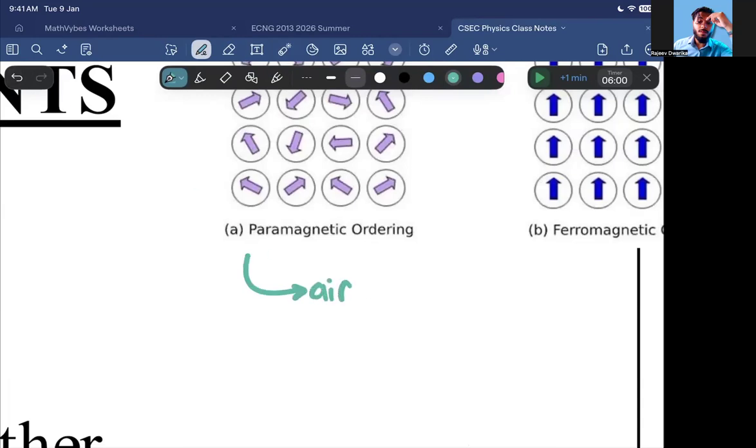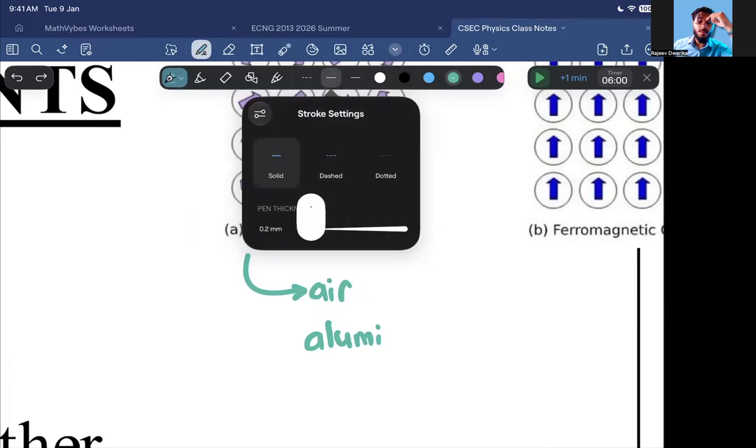Now, guys, question. Are all metals attracted to magnets? Yes or no? Nah, sir. No. Is aluminum foil attracted to magnets? No. So not all metals are ferromagnetic. Some are paramagnetic, and paramagnetic materials have a weaker force of attraction to magnetic fields because you have unpaired electrons.